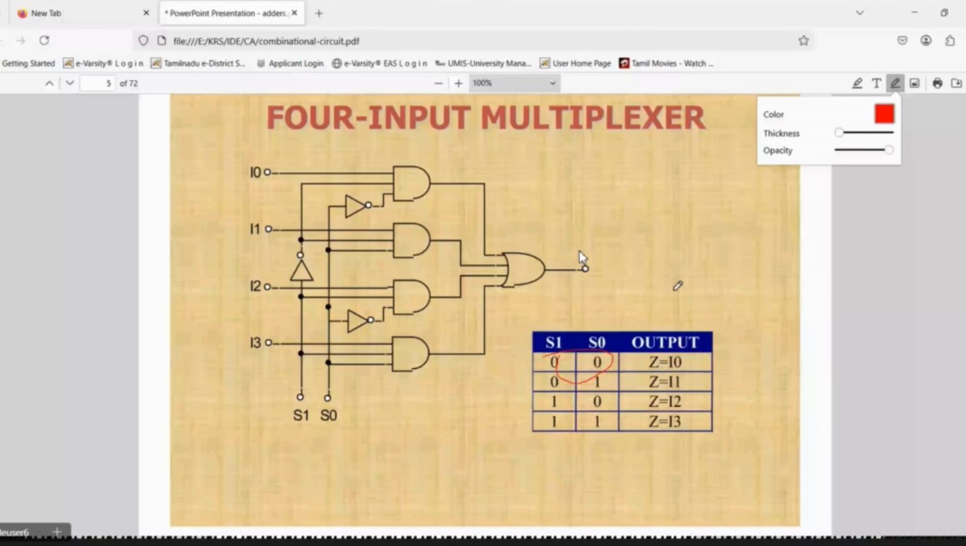So this is the truth table. 0 0, 0 1, 1 0, 1 1. Suppose selection lines 0 0, then the output is equal to I0. Selection line 0 1, output equal to I1. 1 0, I2, and 1 1, I3.